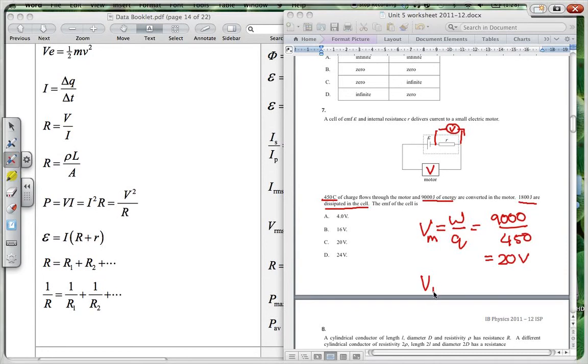And for your small resistor R, it's W over Q, and that's going to be 1,800, and it's also 450 coulombs, because this is a series circuit. So any charge that goes through the motor will also have to go through the resistor. So it would also go through there, and that's going to be 4 volts. So 20 plus 4 is 24, so your answer is D.